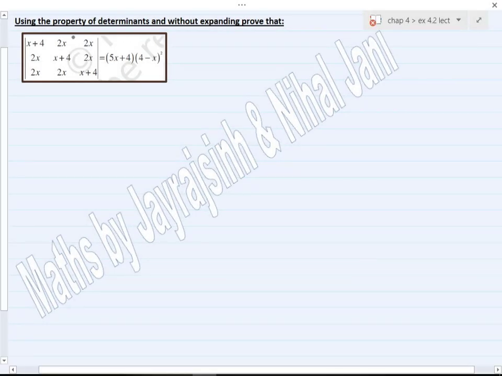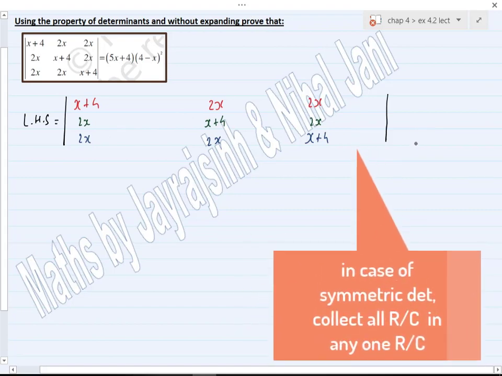In this question, using the property of determinant and without expanding, you have to prove that the value of determinant is 5x plus 4 into 4 minus x the whole square. Let's begin with the left hand side. So here we have one symmetric determinant. So let's collect all the elements in any one row or column. Let's collect in the first row.